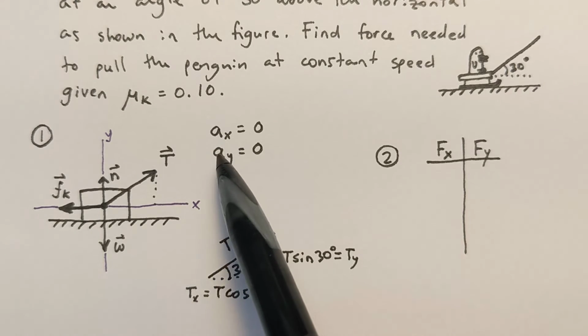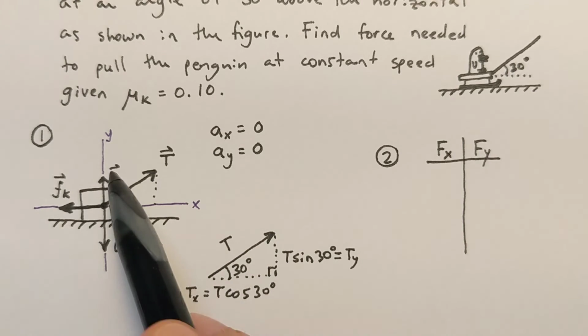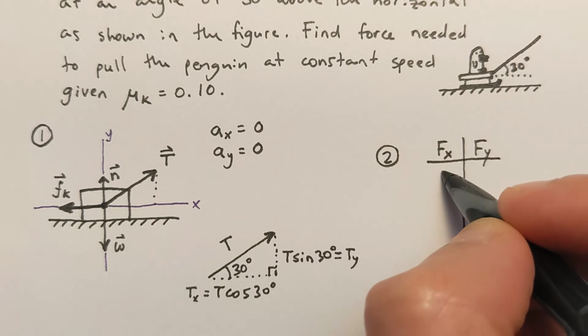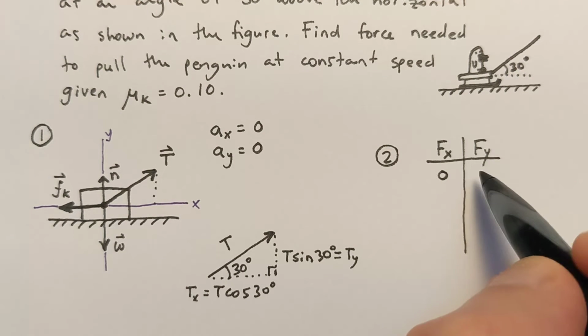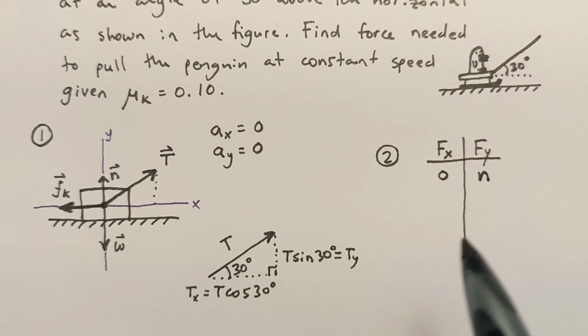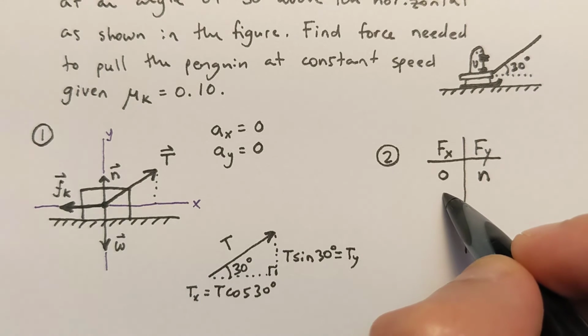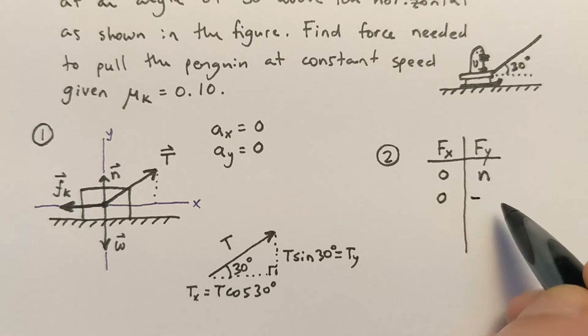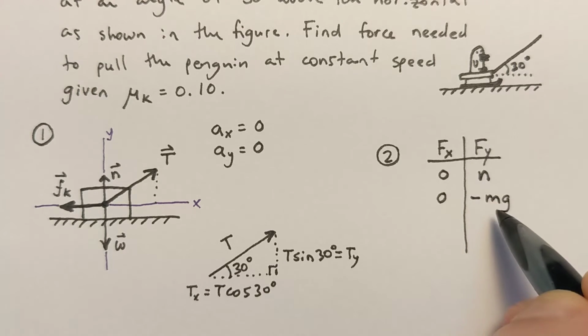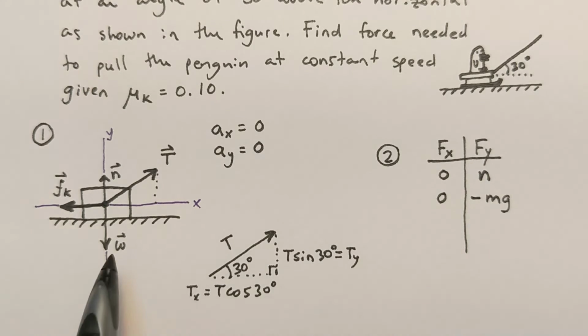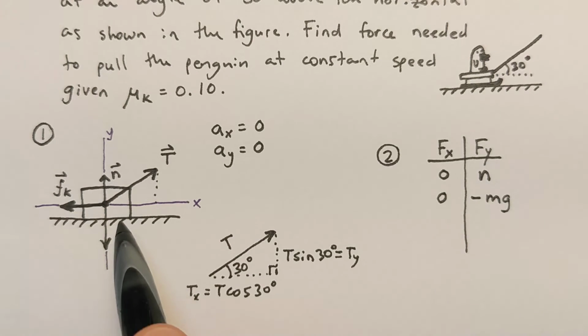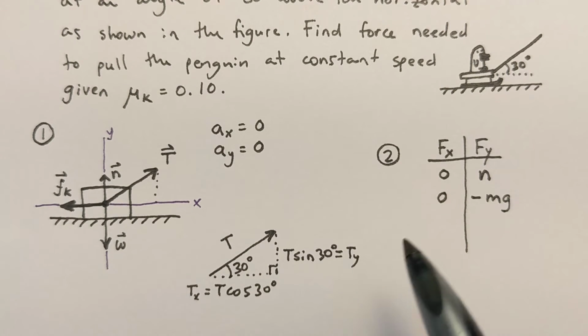So we've got that the normal force points in the positive y direction. So the x component of the normal force is 0. The y component of the normal force is positive N. The weight points in the negative y direction, so its x component is 0. Its y component is negative m times little g, because m times little g is how we calculate the magnitude of the weight, and a negative sign in front because it's pointing in the negative y direction.